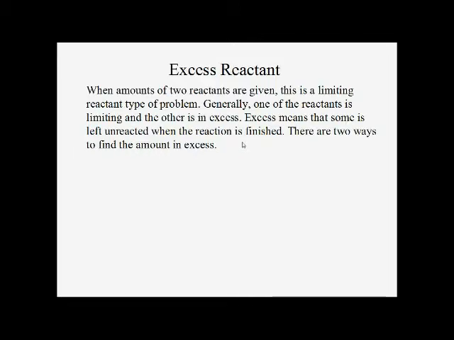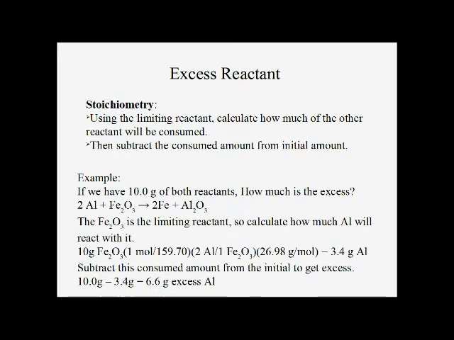So one reactant is used up completely. The other reactant often will be in excess. There will be an unreacted portion of that. The unreacted portion of the reactant is called the excess reactant. There are two ways that we can get excess reactant. The first general way, which works for everything, is that once we determine which reactant is the limiting reactant, we use that to calculate how much of the other reactant is consumed. And then we subtract it from the starting amount to get the excess amount.